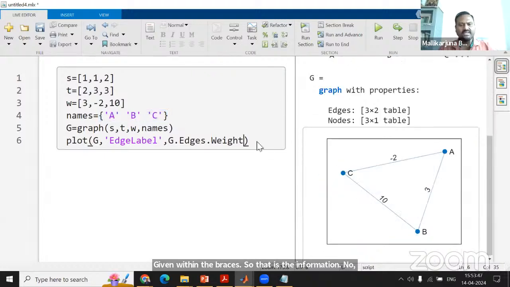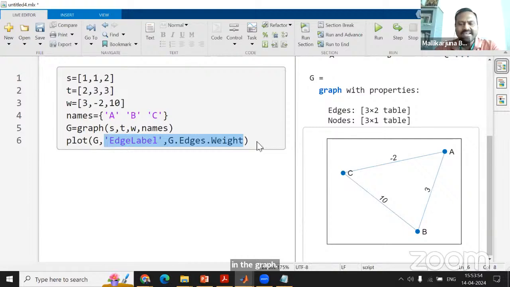Now you can see even the weights are highlighted in the graph. And you can clearly see that the vertices are not labeled 1, 2, 3. These are labeled A, B, C.